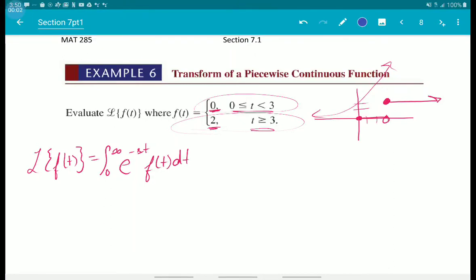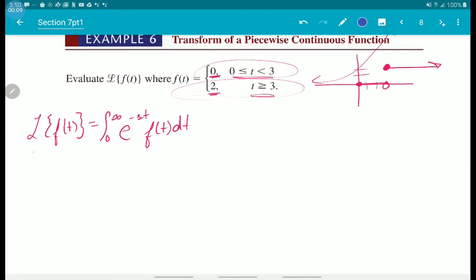So let's find the Laplace of this piecewise function. We're going back to that definition of a Laplace, which says to find the Laplace of f of t, it's the integral from 0 to infinity of e to the negative st times f of t dt. So in this case, we're going to have to create two different integrals.